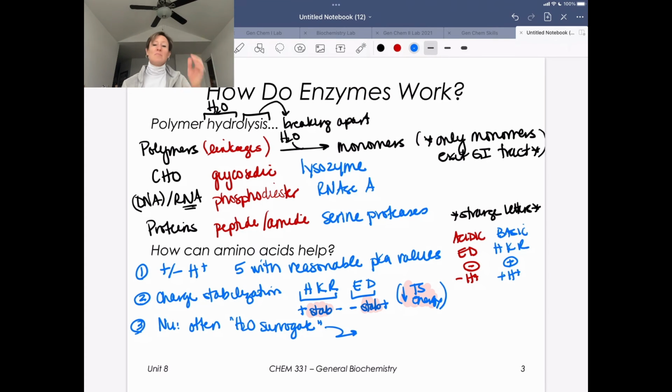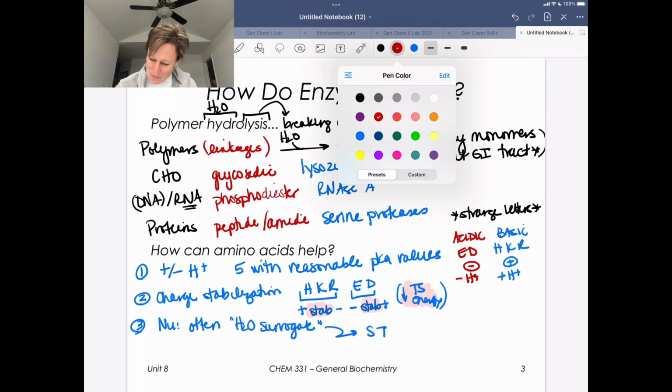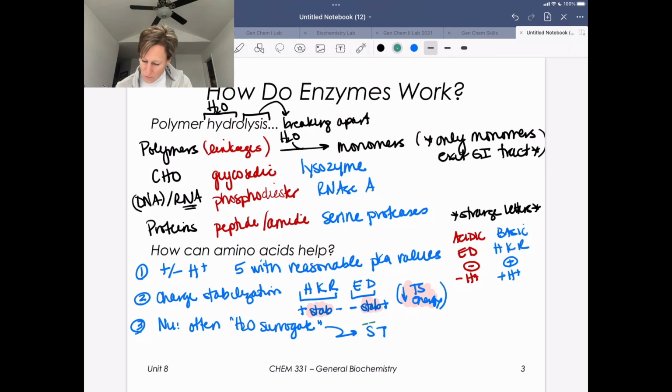And so when we think about amino acid residues that have the ability to do that, we've got serine, threonine, and tyrosine. And specifically to highlight here, this is the namesake for why we are learning about these guys. So we've got serine proteases, okay?